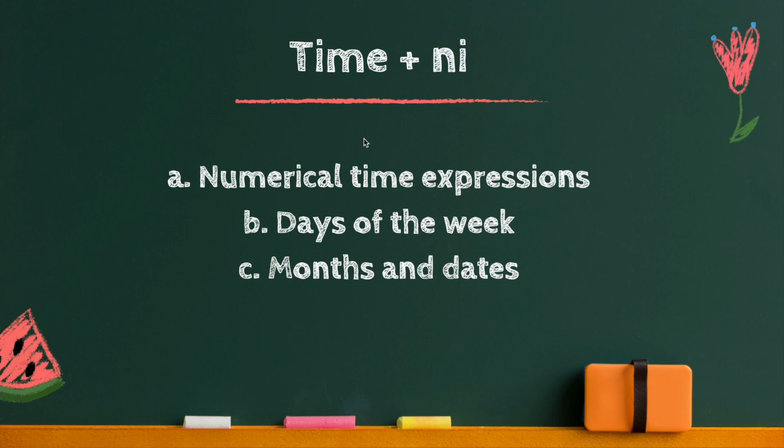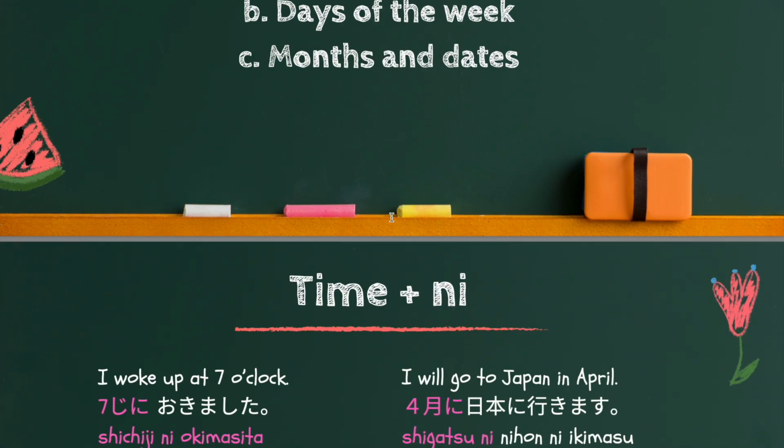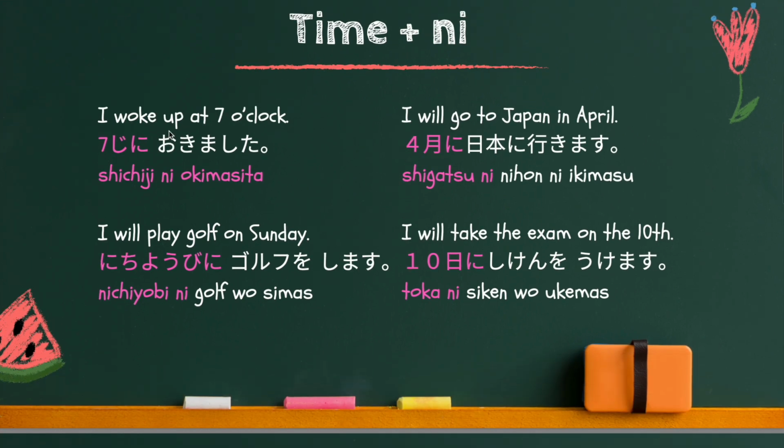So I will show you 4 examples. I woke up at 7 o'clock. 7時に起きました。7 o'clock is a specific time of the day, a numerical number. So after this 7時, you need to have the ni particle. Second one. I will play golf on Sunday. 日曜日にゴルフをします。日曜日, Sunday, is a day of the week. Therefore, you need to have the ni particle.